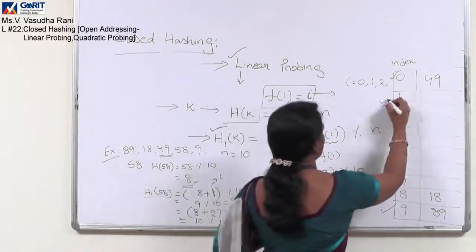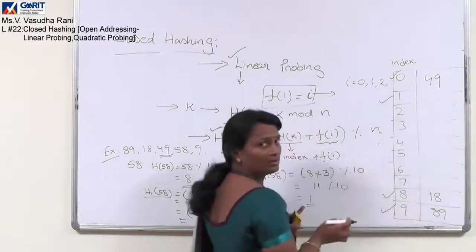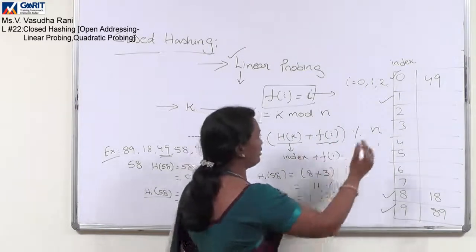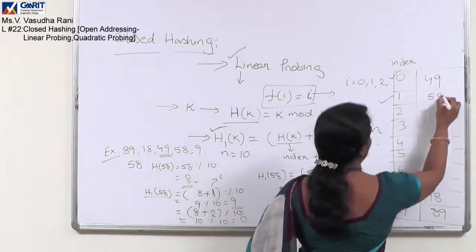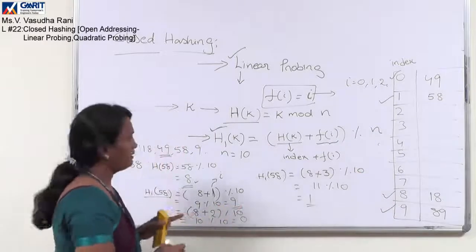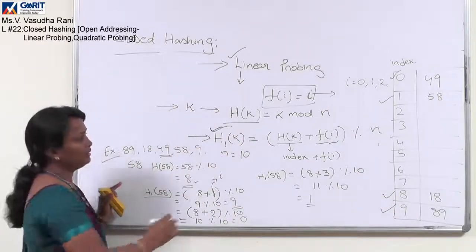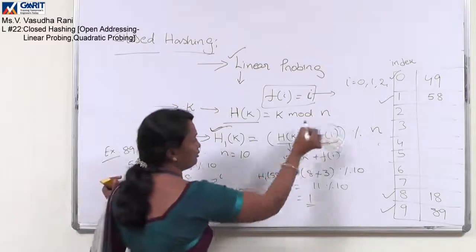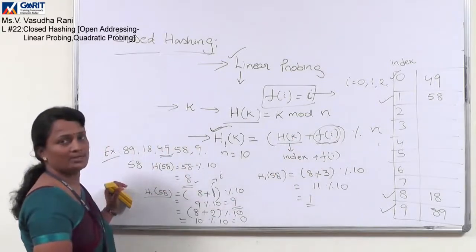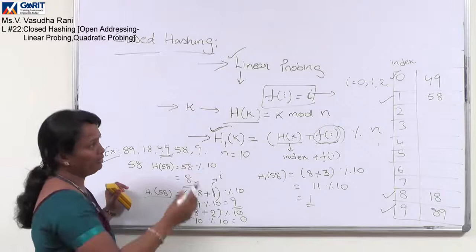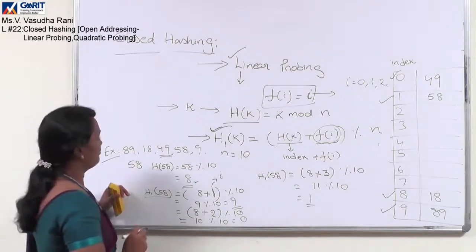So into location 1 we have to check whether it is free or not. Yes, this is an empty location, so 58 we can store here. This is how, using this linear probing formula, adding this linear function value to the existing hash function, we are generating new indexes for the different values.